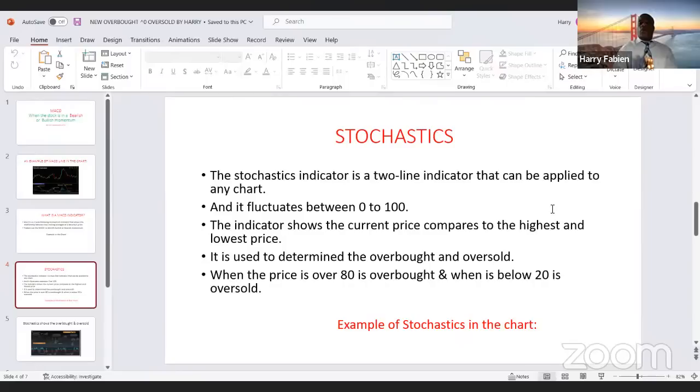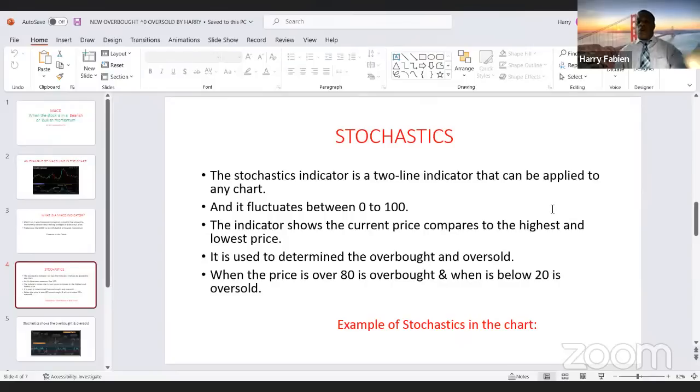Another way to know when to buy and sell is by using stochastics. The stochastics indicator is a two-line indicator that can be applied to any chart. It also fluctuates between 0 and 100. The indicator shows the current price compared to the highest and lowest price. It is used to determine overbought and oversold conditions.